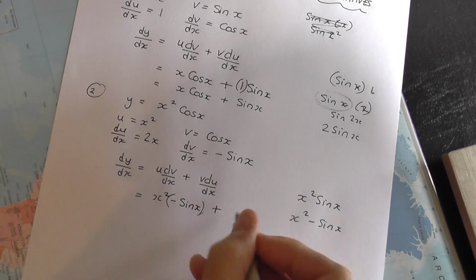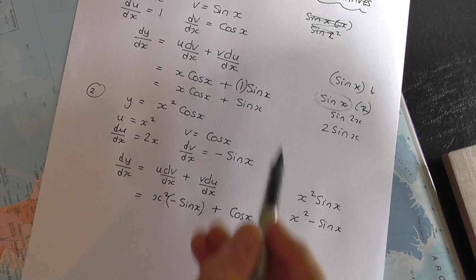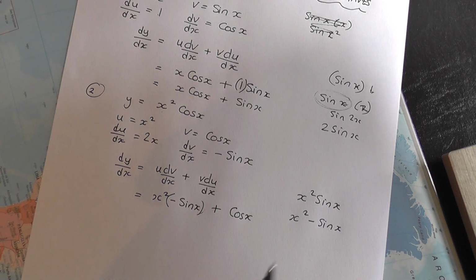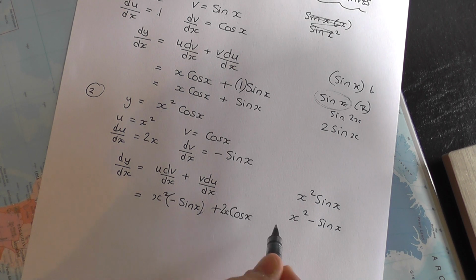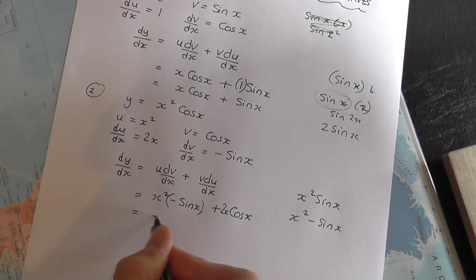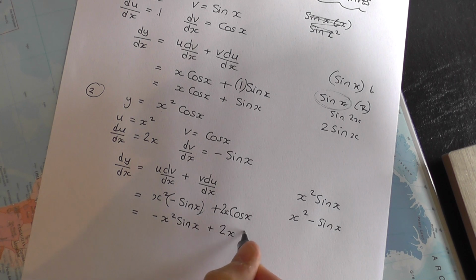Plus v, cos x, times du by dx, which is 2x. Now once again, similar to the last example I did up here, if I'm going to multiply this by 2x, I would be tempted to put the 2x at the front. It looks neater. 2x cos x. Do not be tempted to put the 2x at the end and then put cos x times 2x, cos of 2x squared. That's not right. It's 2x cos x. Let's tidy this up. Right, well, that times that will give you negative x squared sine x, and then plus 2x cos x.